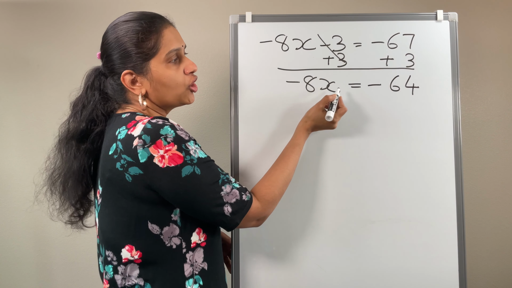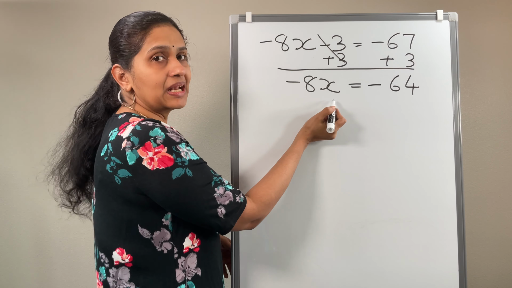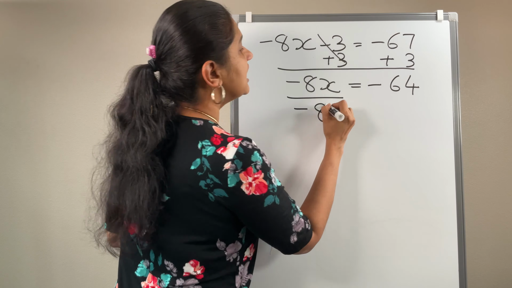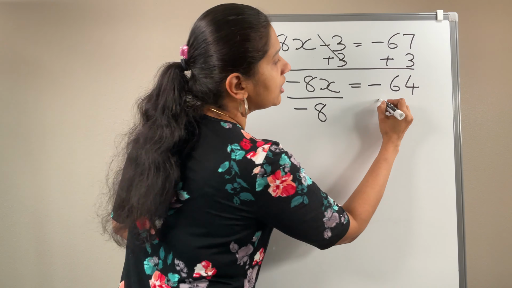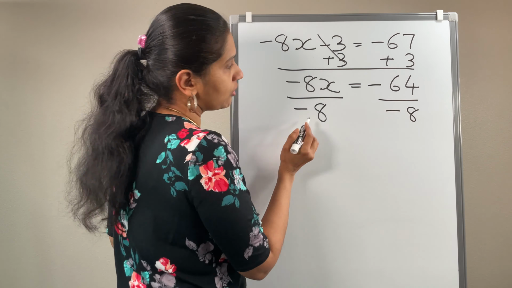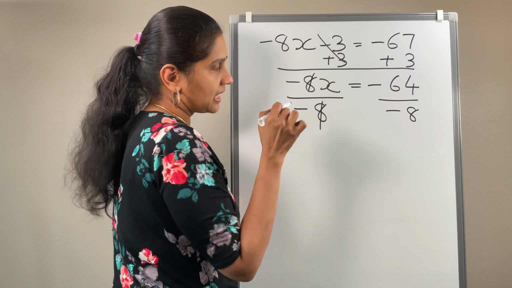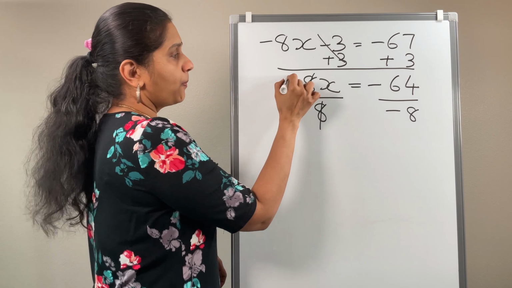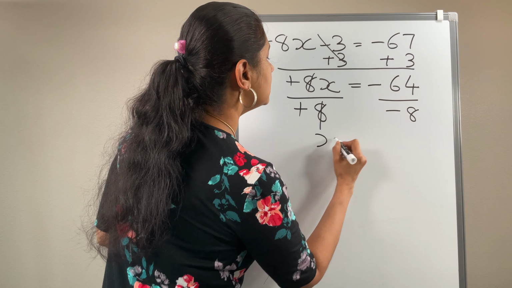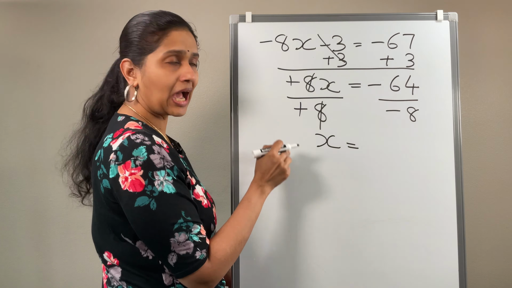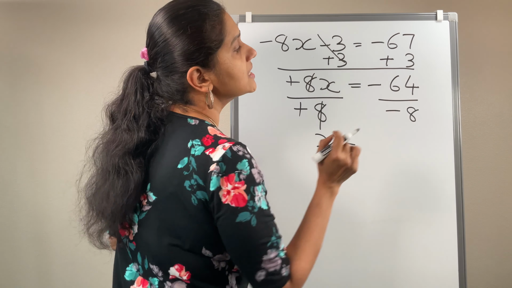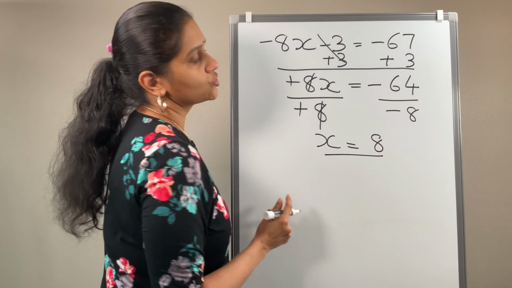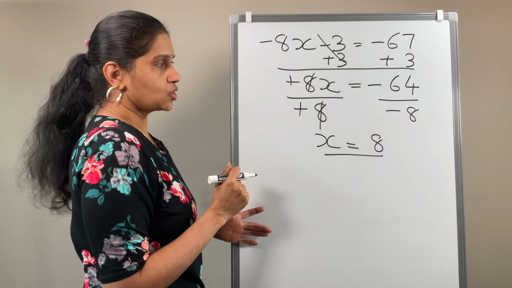So now in order to isolate this variable x, you have to divide both the sides by negative 8, because when you divide both sides by negative 8, what will happen? 8 will get cancelled out. Again, negative divided by negative will become positive. So you are left with the variable x. Now the x got isolated. Now what is minus 64 divided by minus 8? That is going to be equal to 8. So x equal to 8 is the solution.